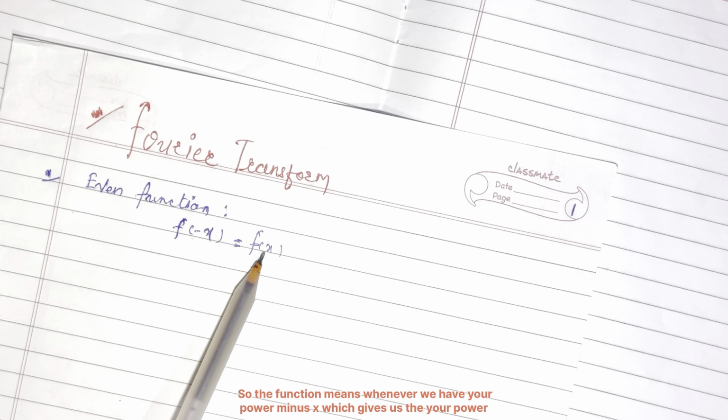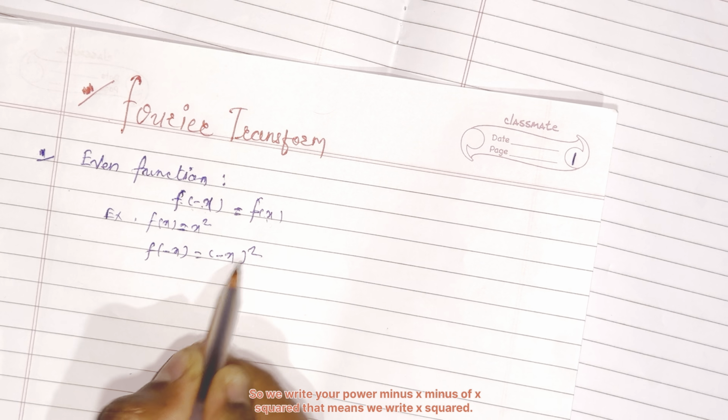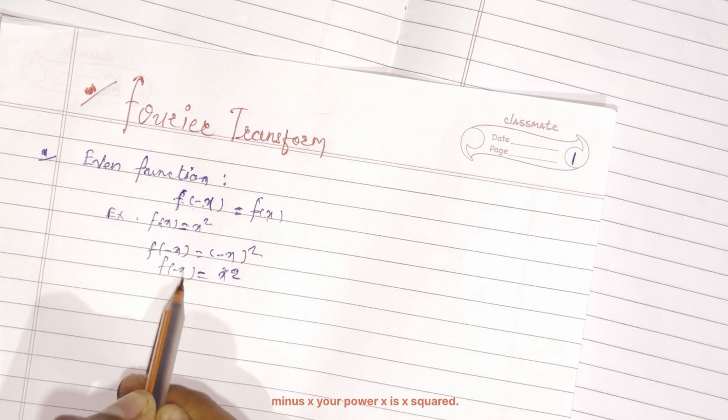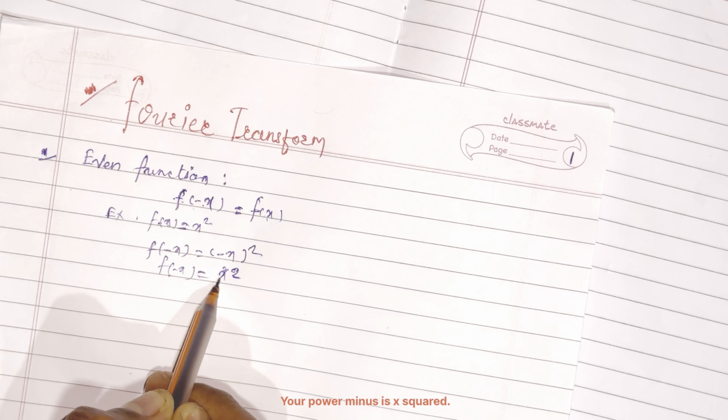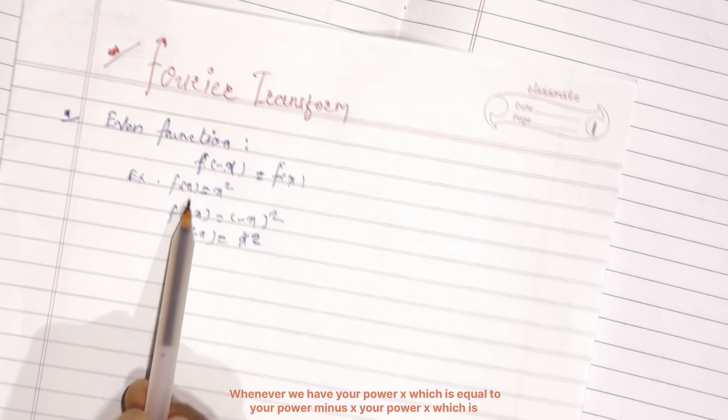A negative term squared always gives us a positive value. So f of minus x is x square. We can see here that f of x is equal to f of minus x: f of x is x square, and f of minus x is x square. Whenever we have f of x equal to f of minus x, then we call it an even function.